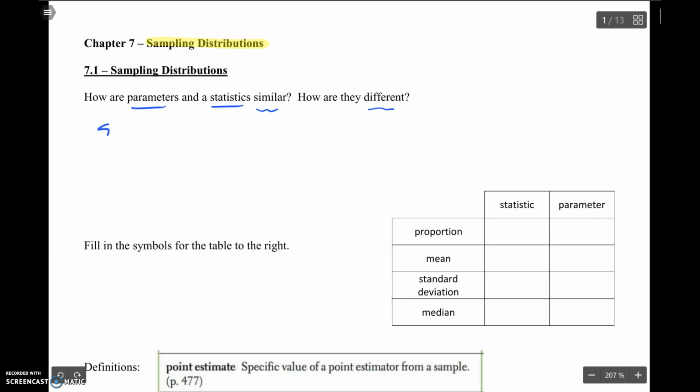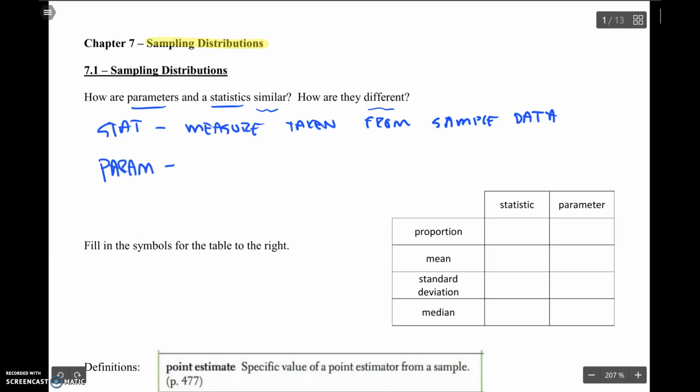Well, if you recall, a statistic is a measure taken from sample data. And a parameter is simply a measure taken from population data. So I think this kind of illustrates both how they're similar and how they're different. How are they different? Well, this is taken from sample data, this is taken from population data. How are they similar? Well, they're both measures taken from data.